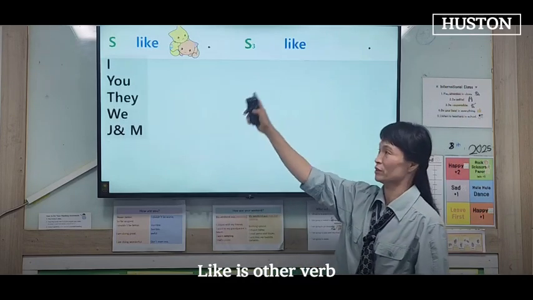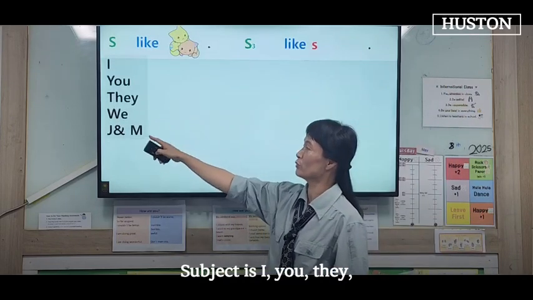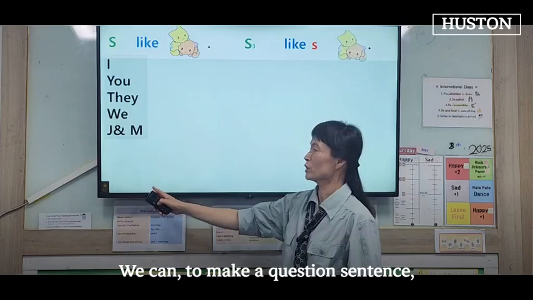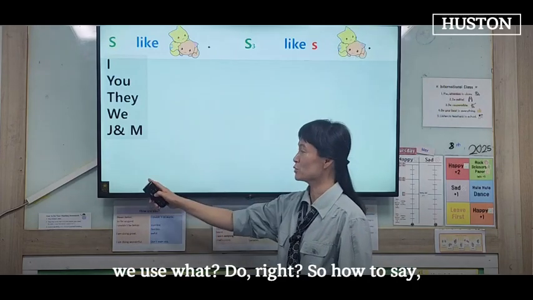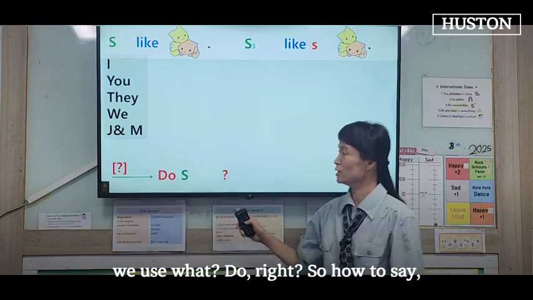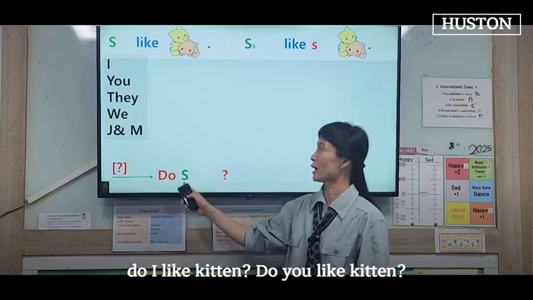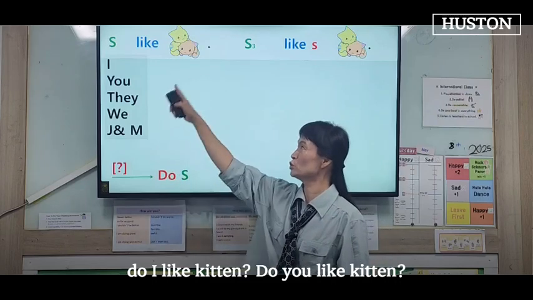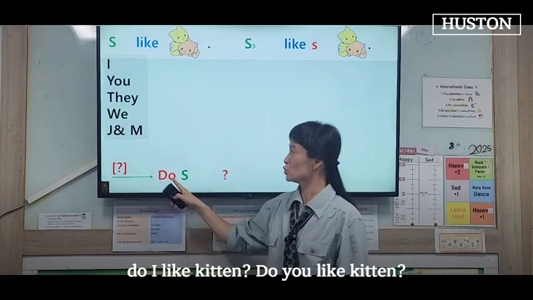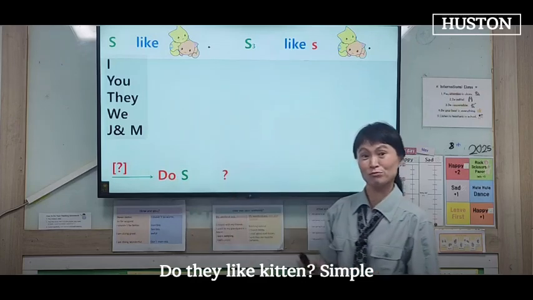Like "like," an other verb. The subject is I, you, they, we, Jimmy, and May. To make a question sentence, we use what? Do, right? So how to say? "Do I like kittens? Do you like kittens? Do they like kittens?" Simple.